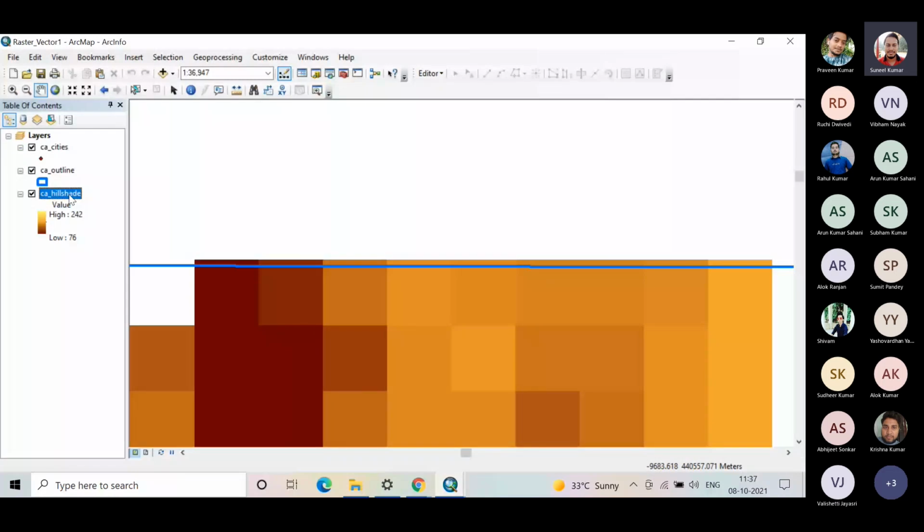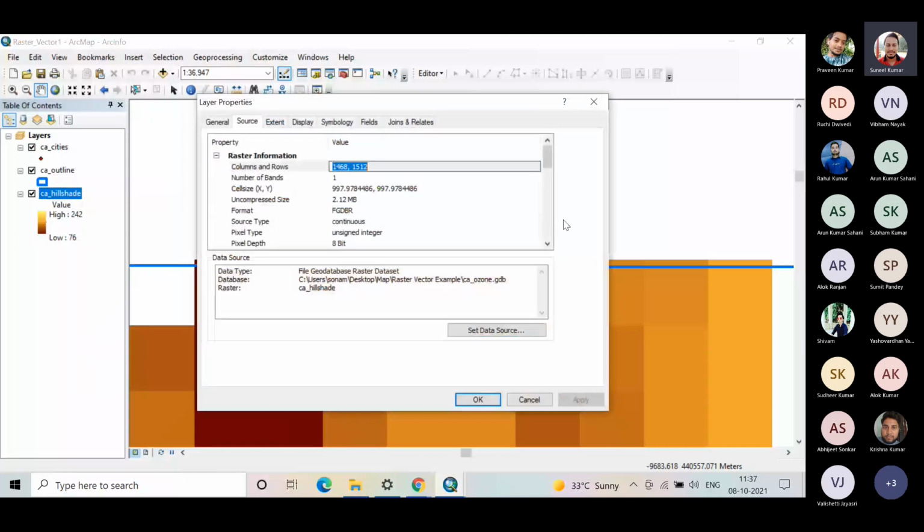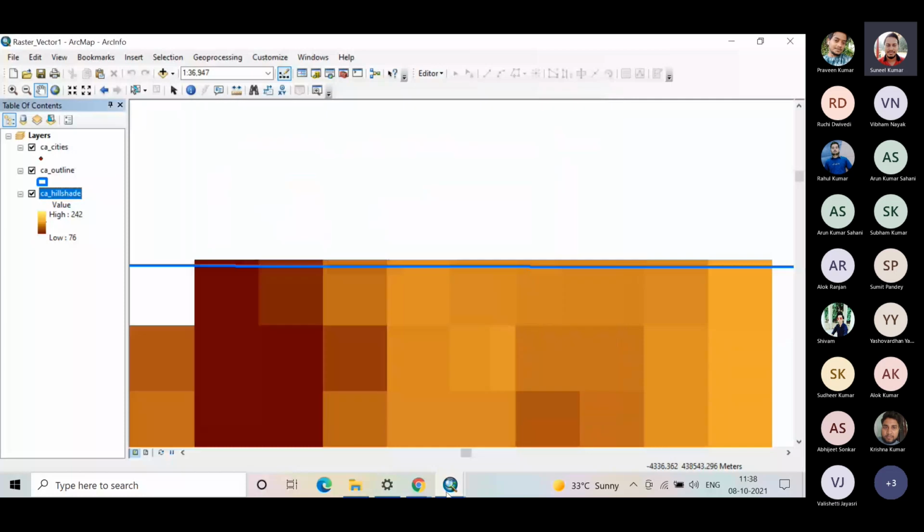If I take the example of California again, you can see the size over here. The number of rows is this much, the number of columns is 1512, and you can think about the number of cells used to form this particular data. It is 1468 cross 1512. So a large data set will be present over here. Therefore, we need to perform the compression.